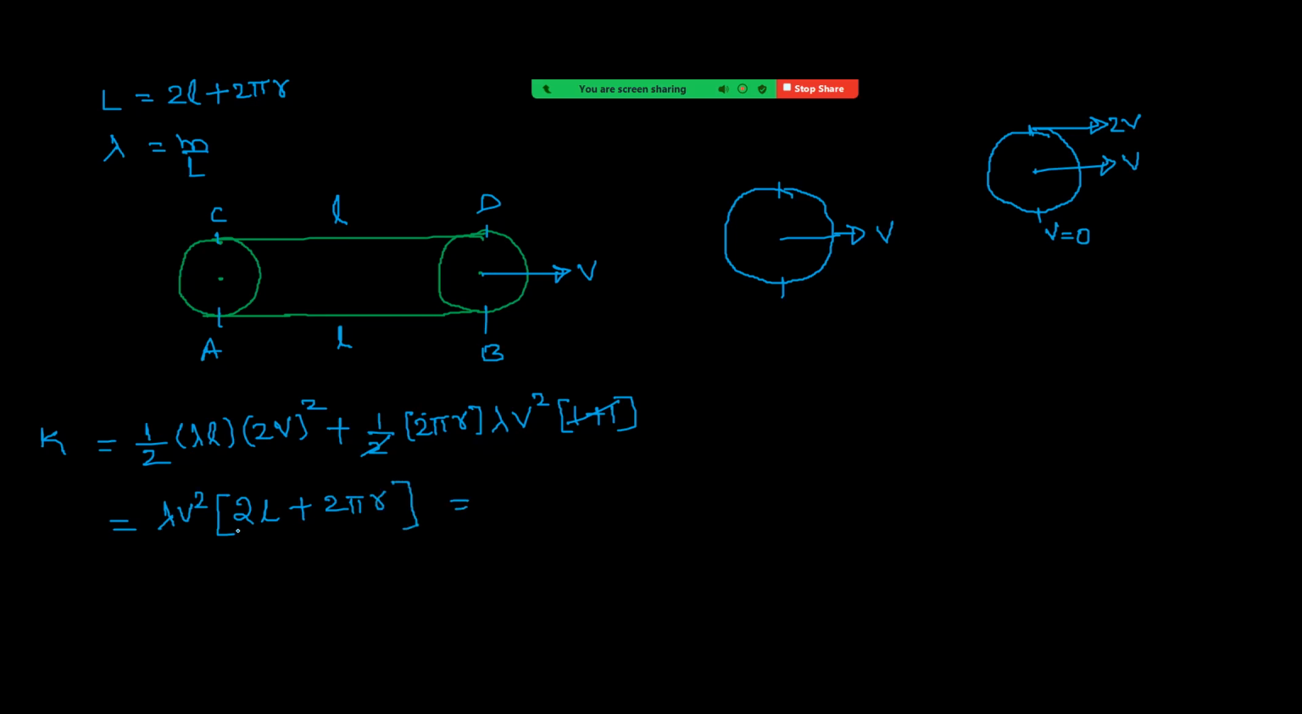And we have seen here lambda into L is equal to M. And L is how much? 2L plus 2 pi r, right? This is lambda into L into V square. Lambda L, what is that? M. It is M V square. That is now the kinetic energy of the belt. Okay. So I hope you got it.